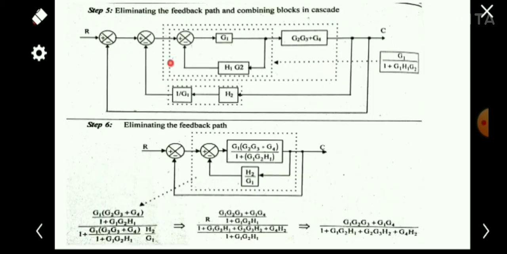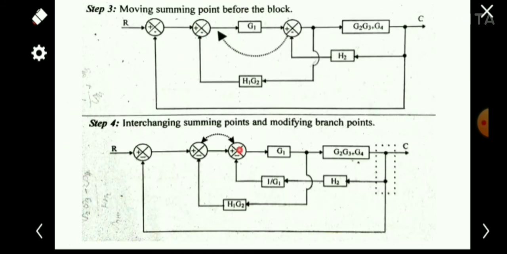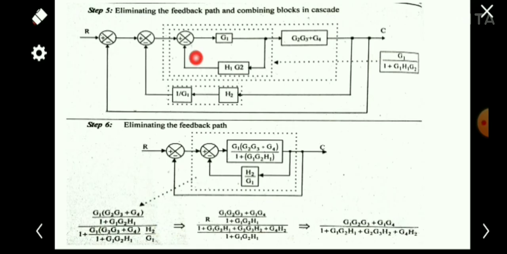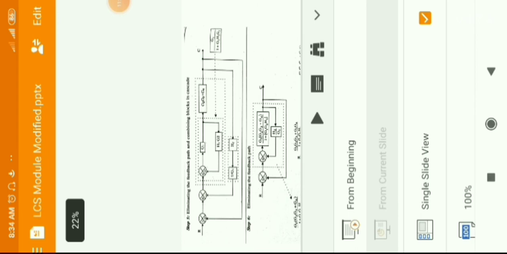and the figure will be like this. We can simply get two independent loops. That is, this comes here and this comes here. This summing point along with this H1 G2 comes here. So with G1 H1 G2 and this summing point, we get a simple feedback loop here, so this becomes G1 into G1 H1 G2, and another feedback loop is here.